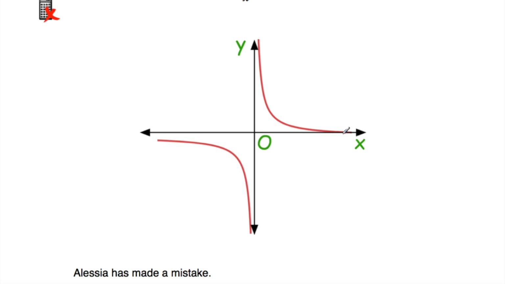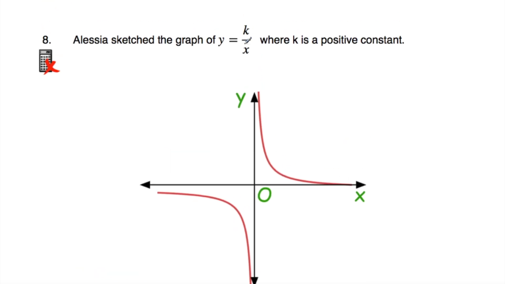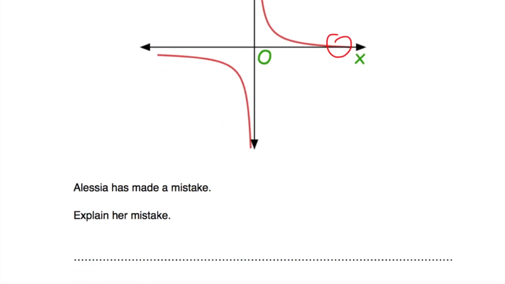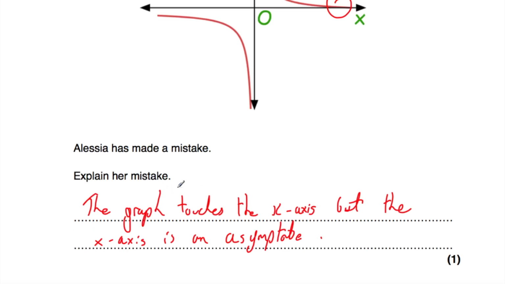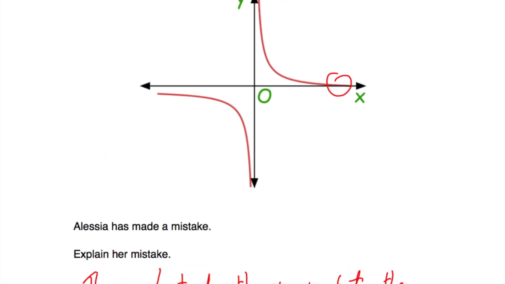But if you notice here, the graph actually touches the x-axis, and if you've got a positive number divided by x, it'll never actually equal 0. There'll be something whenever you divide it by a big positive number. So this shouldn't actually touch the x-axis. There's a mistake there. So let's explain that. The graph touches the x-axis, but the x-axis is an asymptote, so it shouldn't actually touch the x-axis. And that's Alyssa's mistake.